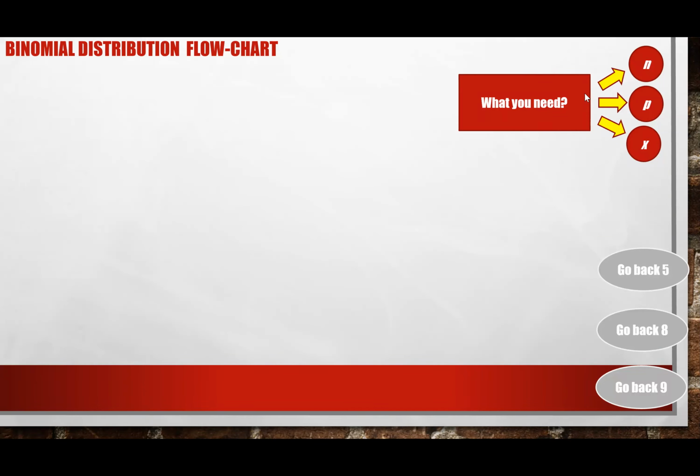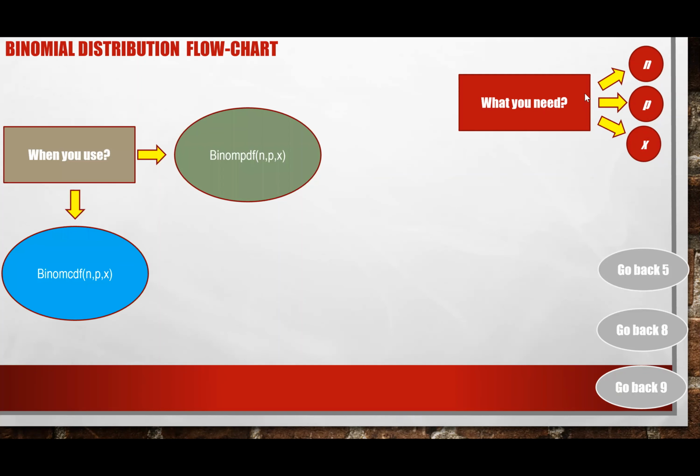And the X is how many do we need from the total. So the X will never be bigger than the N, right? The X will always be smaller than N. So again, those are the three things that you need to compute the binomial distribution. Question? So what's the X again?